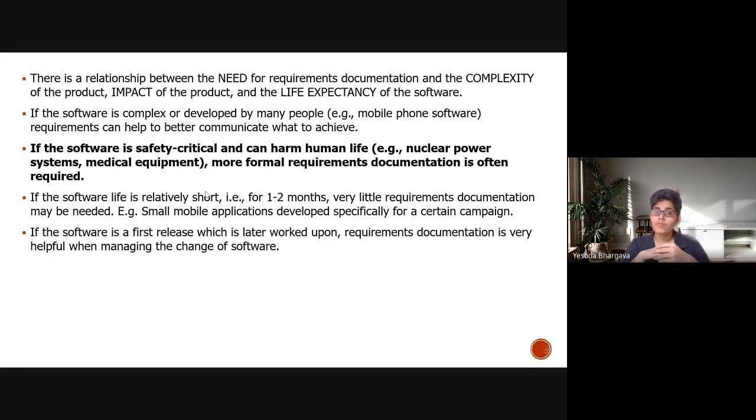However, if the software life is relatively short, for example, 1 or 2 months, then you may not need to spend too much time in requirement documentation. It could be like small mobile applications developed specifically for certain campaign or certain events. In the third case, if the software is a first release, which is later worked upon, requirement documentation is very helpful when managing the change of software.